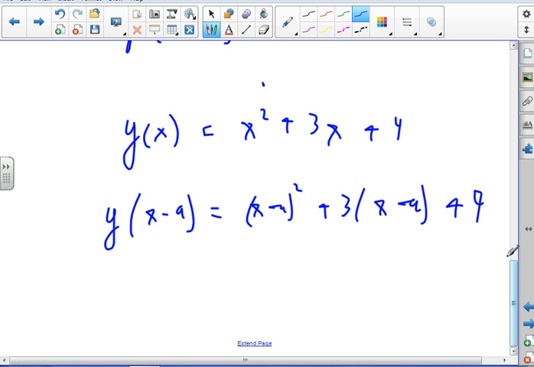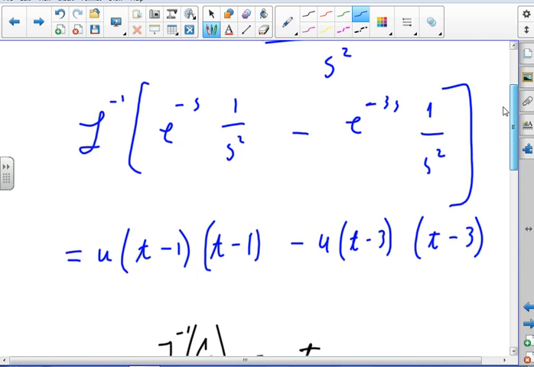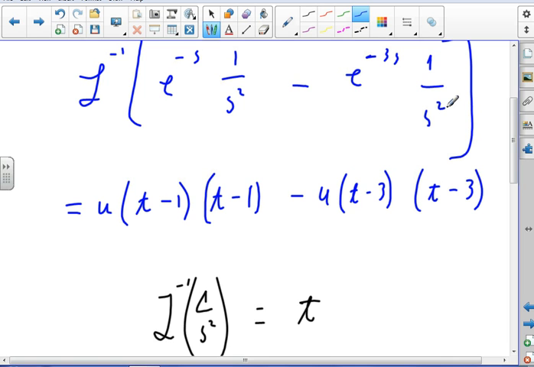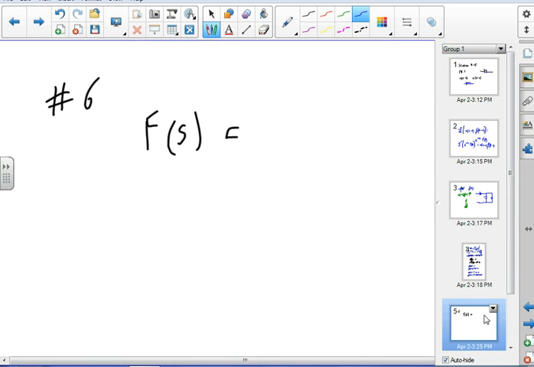Yep. Okay, so if 1 over s squared is capital F of s, then f of t is going to be t, and f of t minus a is going to be t minus a. Yes, it is that simple. It better be that simple, otherwise I couldn't do it. All right, I'm going to try this again.